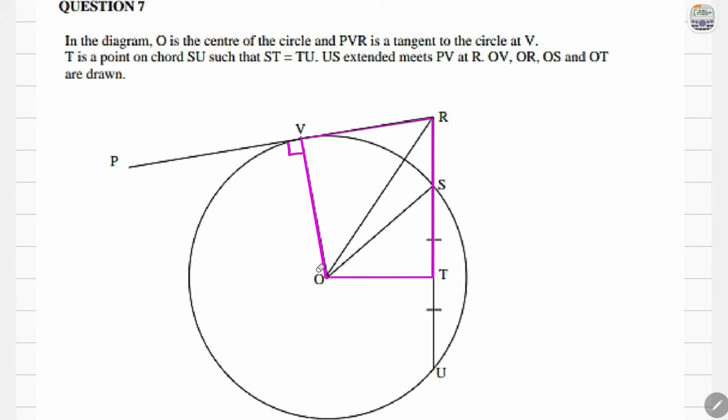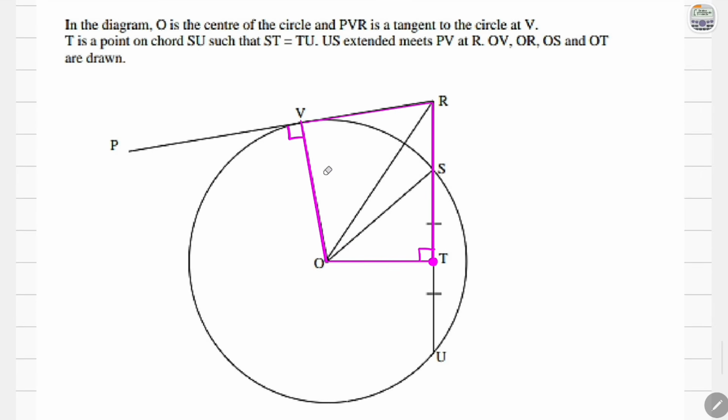And then over here, do you see that this is also a radius? This is a chord, but they told us that ST is equal to TU, meaning this is the theorem which states that the line drawn from the center of the circle to the midpoint of the chord, what is that line? That line is perpendicular to the chord. So that would also be 90 degrees. Okay, so there we go. The exterior angle actually is equal to the opposite interior angle.